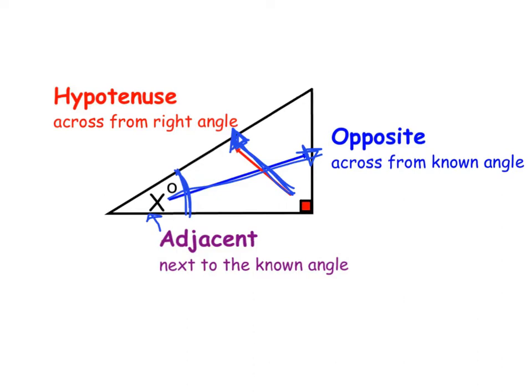So when we're drawing a triangle, we're always going to label it first to make sure we choose the correct ratio between sine, cos and tan. I always do it in this order. I do opposite, hypotenuse and adjacent. Adjacent will be the one that's left over.